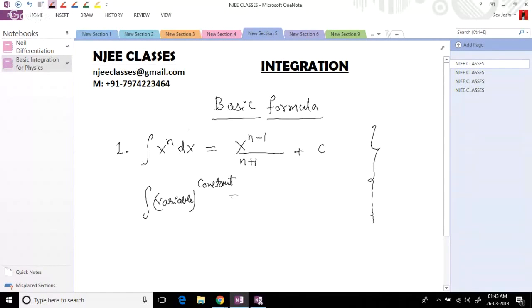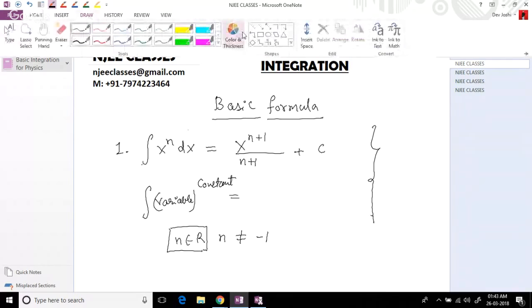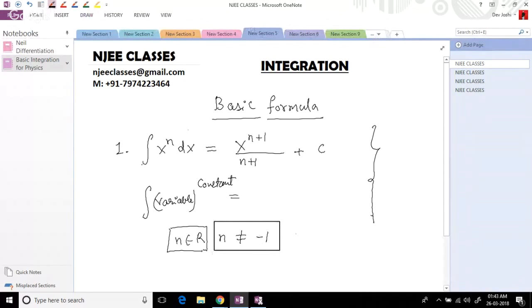So the integration of x to the power n dx is x to the power n plus 1 upon n plus 1, plus a constant term c. And what is that? Variable to the power constant, right? Here n belongs to a real number, but n cannot be equal to minus 1. This you should remember: while implementing this formula, n will not be equal to minus 1. This is very important. We will come to know why it is important. And what is the differentiation of x to the power n?